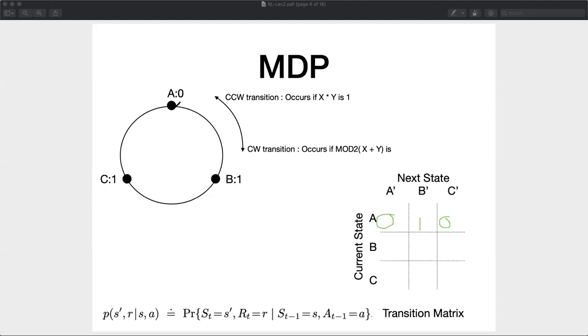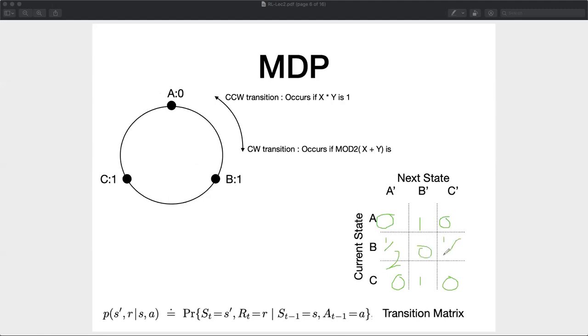For the same logic, C always goes to B, right? Because it makes this oscillating motion. A goes to B, B goes to C, C goes to B. So C always goes to B. So we know that C to B transition is 1 here and 0 everywhere else, right? And B can go to A or to C with equal probabilities. So these are 1/2 each.